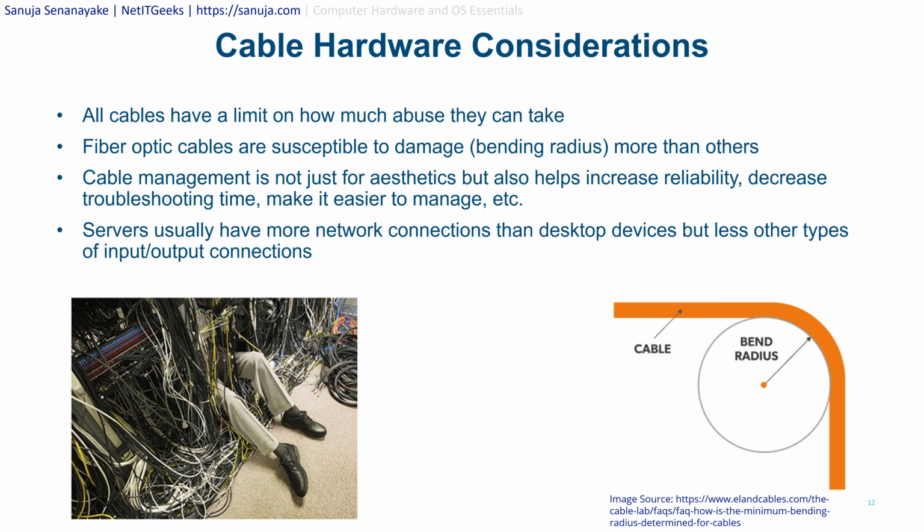Cable hardware considerations. All cables have a limit on how much abuse those cables can take. Fiber optic cables are susceptible to damage more than the others. Fiber optic cables have something called a bending radius. I mean, every single cable, even Cat6 cable, has a bending radius, but it happens to be very, very low. You can go a really, really tiny radius and you should be okay. But fiber optic cable is very, very sensitive to bending radius.